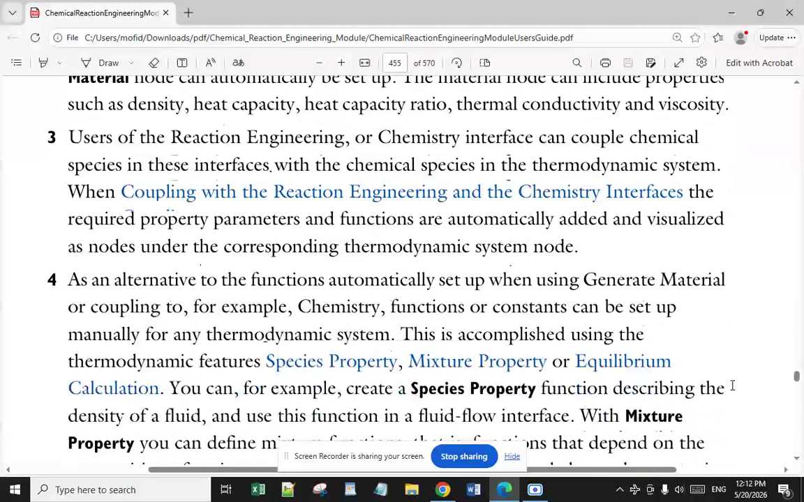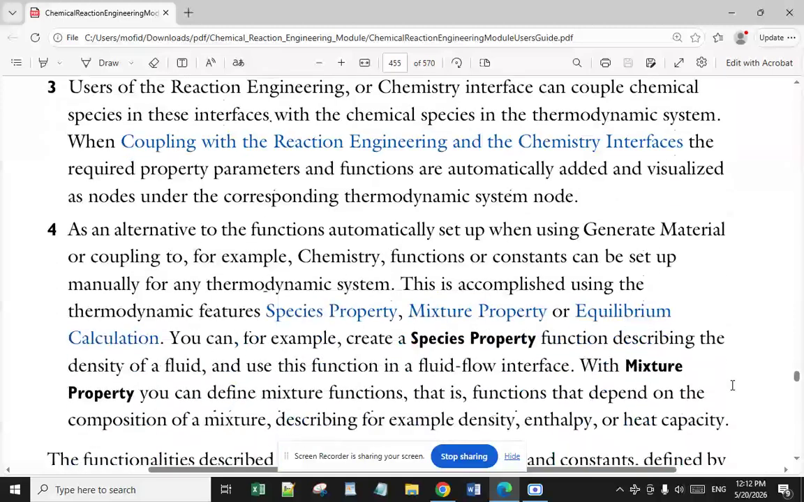The next one is that users of the Reaction Engineering or Chemistry interfaces can couple chemical species in these interfaces with the chemical species in the thermodynamic system. When coupling with the Reaction Engineering and Chemistry interfaces, the required property parameters and functions are automatically added and visualized as nodes under the corresponding thermodynamic system node.